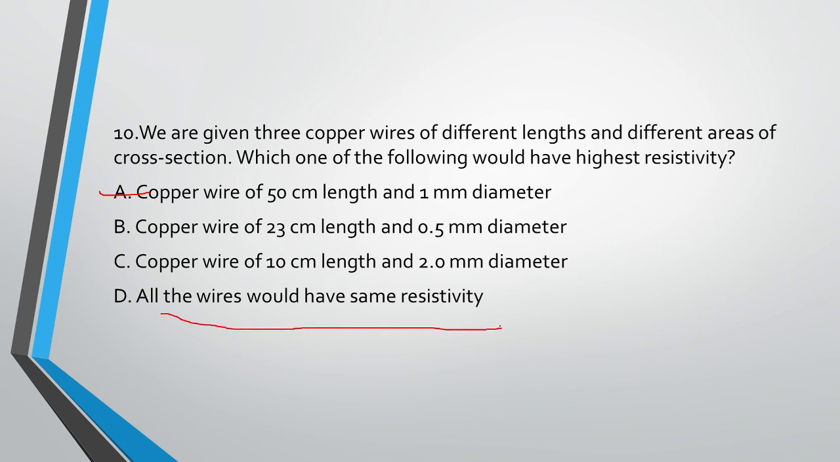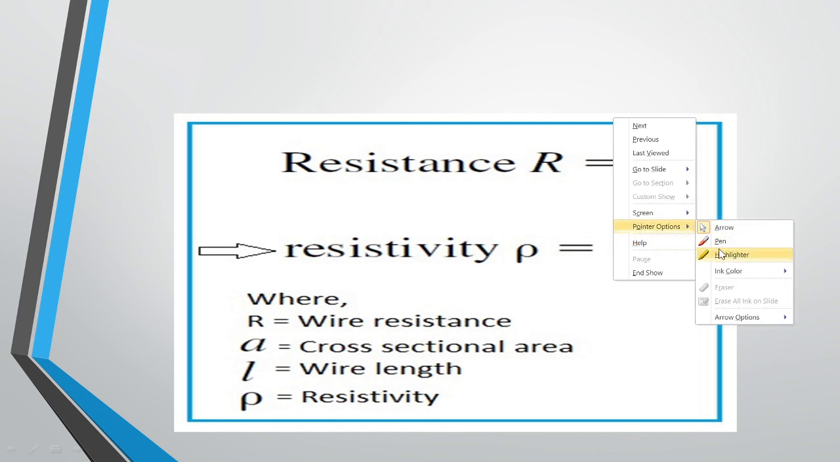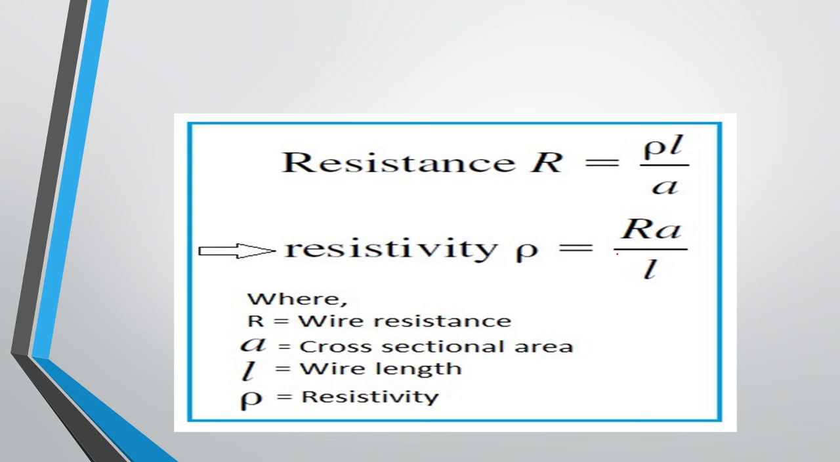See, resistivity is equal to the resistance into area of cross section upon length of the wire. Remember, resistivity depends on various factors. It depends on the material and its ability to conduct electricity, and it also depends on the temperature of the material. If the temperature increases, resistivity increases.